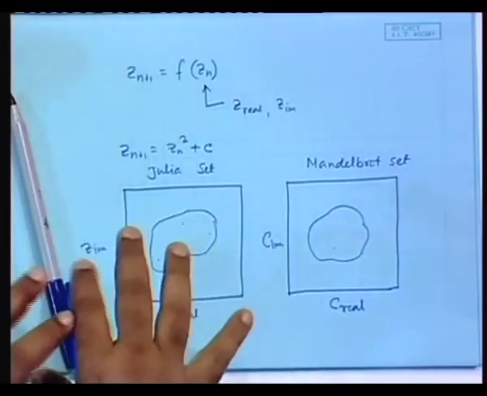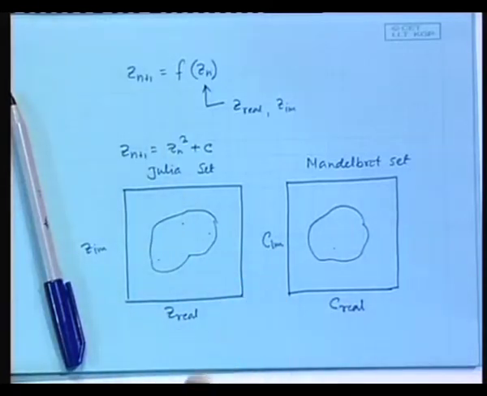Again, for each point in the Mandelbrot set, if we consider the basin of attraction, that means the set of initial conditions for which the orbit remains bounded, then we get another set which is the Julia set. So, for every point of this Mandelbrot set, we are getting a Julia set.